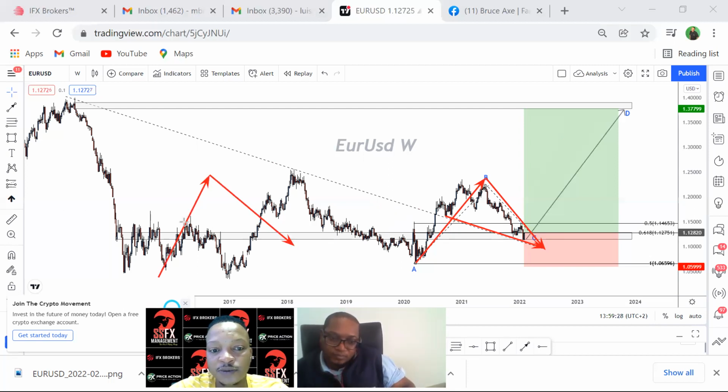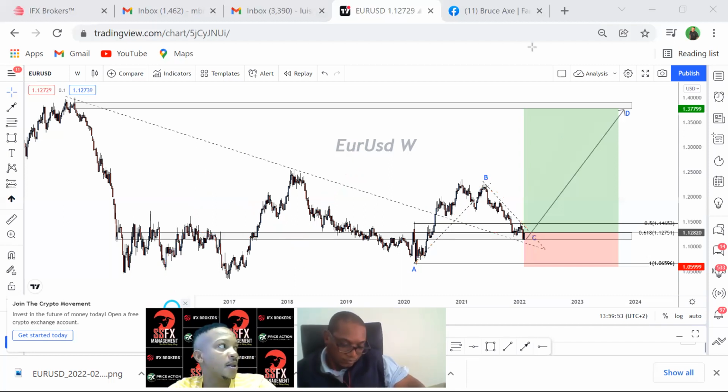It doesn't exactly look like a flag, so we call it a pennant. It can be something like this. So it's a continuation. We've still got A, B, C, D on it. On C, we're getting in, on D, we're getting out. Simple as that. What do you have to do? The most important thing is the change of structure, which is this one here. That's the most important thing, which is that one there.